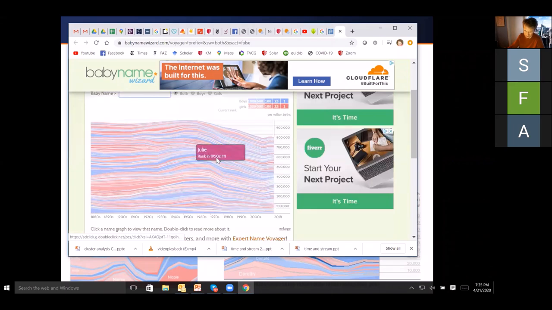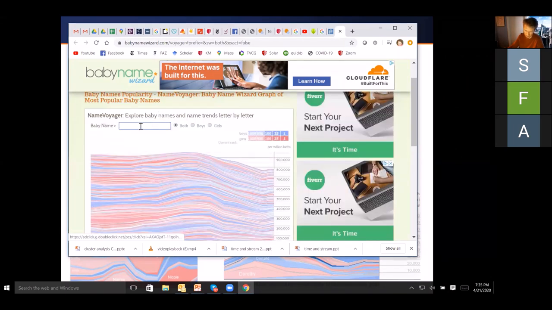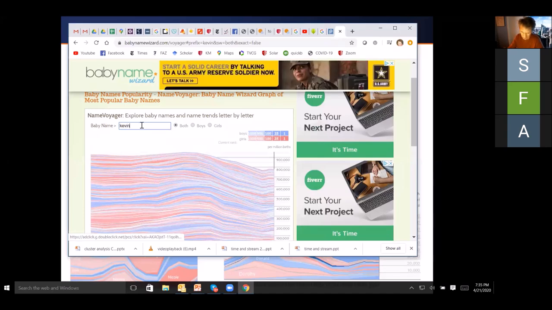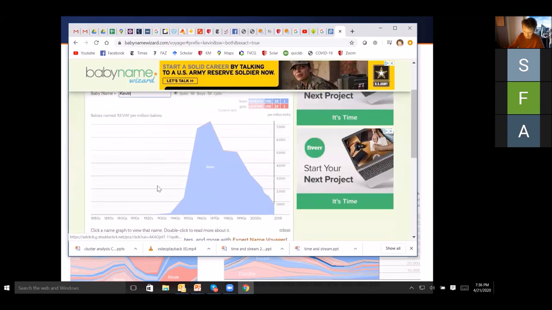Here you're going to see this is hard to see, right? So here's Kimberly, Kenneth. Now let's look for a particular name. Let's look for Kevin. Okay, Kevin is here. So there was a boom in Kevin around 1960, and then it sort of fell off. Not many people name their boys Kevin anymore.